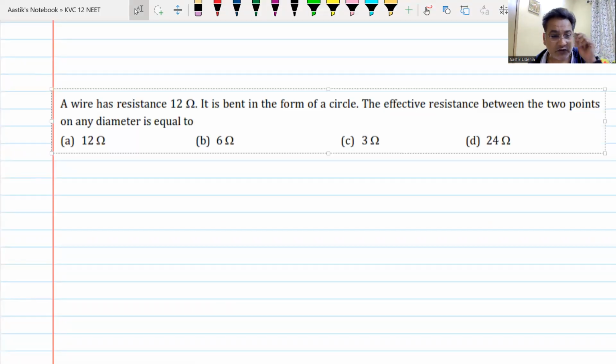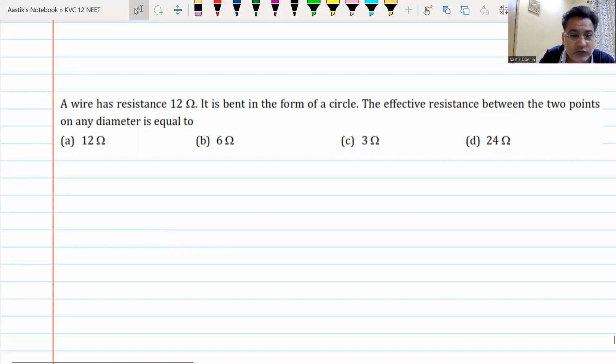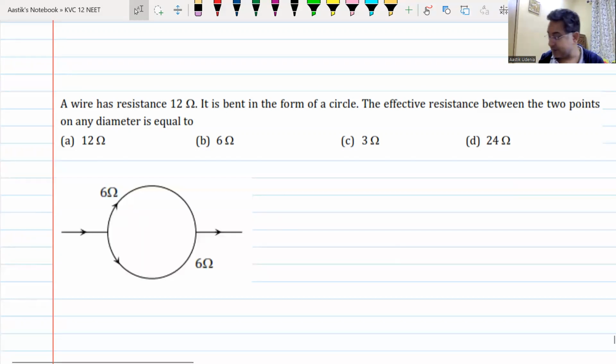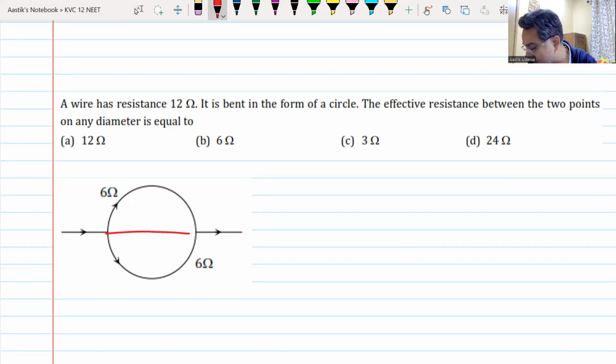A wire has a resistance of 12 ohm. It is bent in the form of a circle. The effective resistance between 2 points on any diameter is how much? I'll give you 2 minutes to think about this question. How are we supposed to do this? If I just show you this diagram, this is any diameter of the circle. I can draw any diameter like this. I have to find out the resistance between these 2 points A and B.